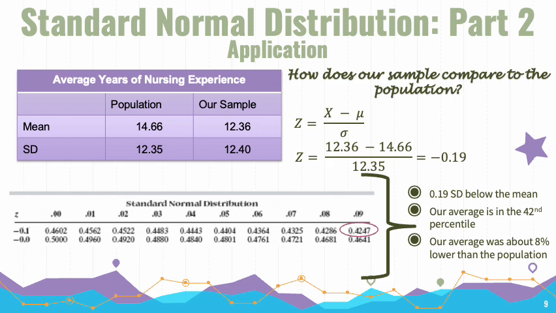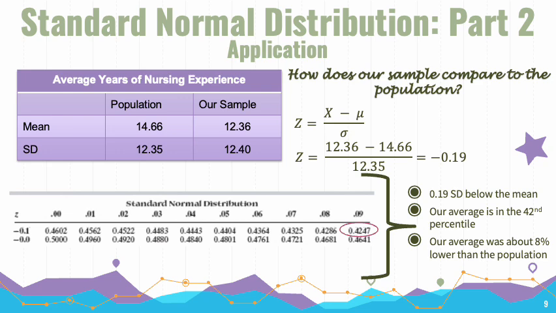So some of you may feel like I am talking a foreign language right now. So let's take this back to our sample of average years of nursing experience. I know we discussed that our sample was not normally distributed. However, for the sake of being consistent with the data set we are using, we're going to assume our sample was normally distributed. And we want to look at how our sample mean compared to the population mean.